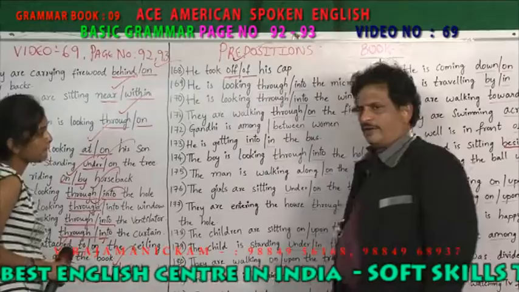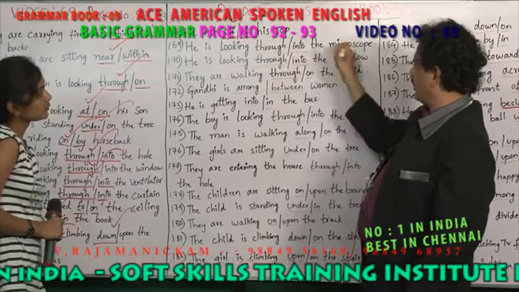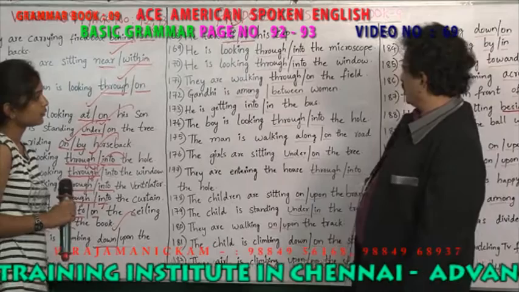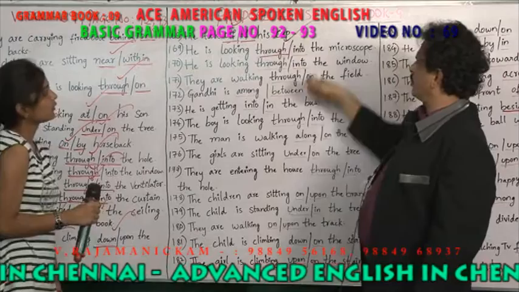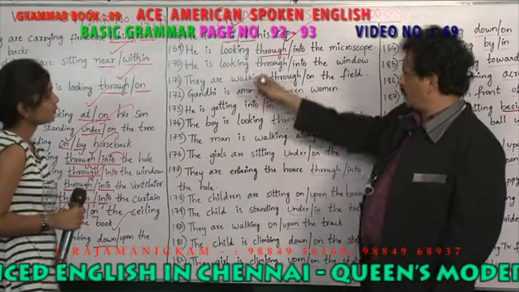He is looking through the microscope or into the microscope? Through the microscope. Into is coming from top to bottom. He is looking through the window or into the window? Through the window. He is peeping through the window, not into the window.